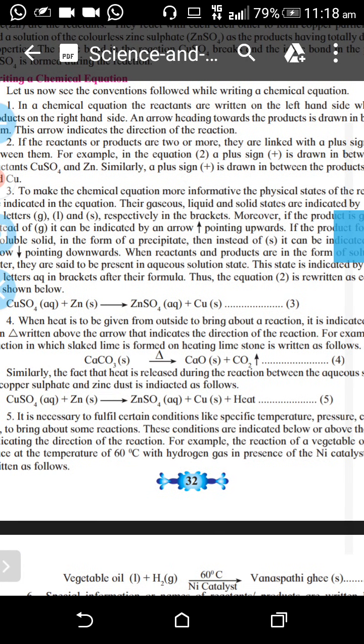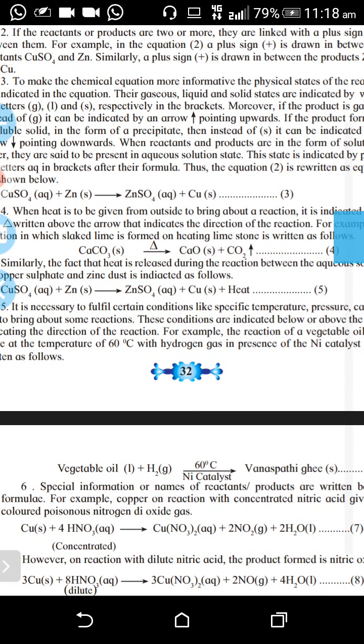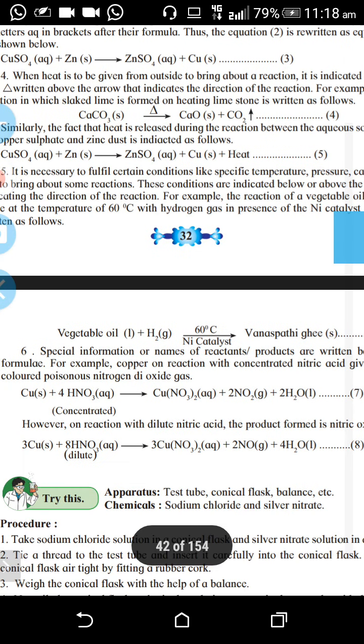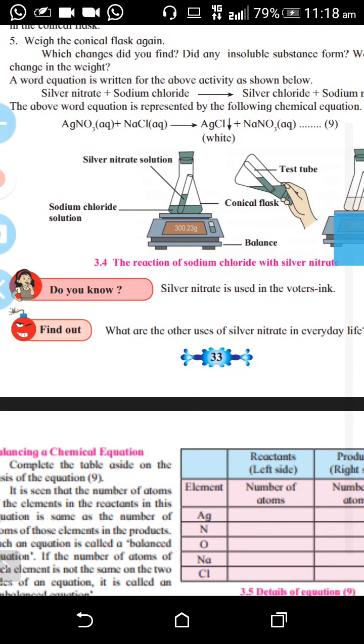Okay. So in the textbook so many examples are given, but I will send you the simple equations on WhatsApp, which you can easily remember. Okay. So now we will start with the types of reactions.